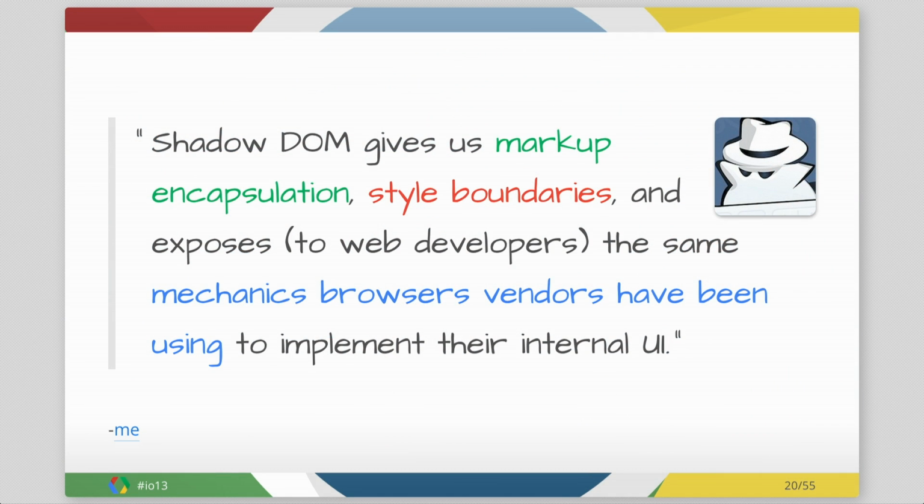But what Shadow DOM really is, it gives us markup encapsulation, it gives us DOM encapsulation, it gives us CSS style boundary protection. So if you're writing a custom widget, if you're writing a component, you want your widget to look a certain way. You've maybe designed it to be that way. You don't want things bleeding in or things bleeding out. So it gives us style boundaries. And what it really does is it exposes to us web developers the same mechanics browser vendors have been using to implement their own HTML elements.